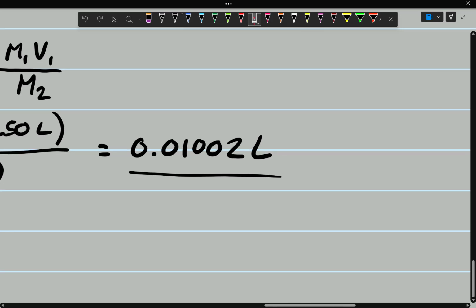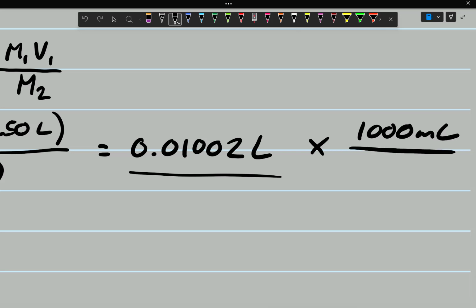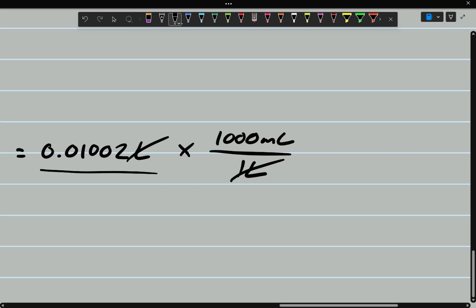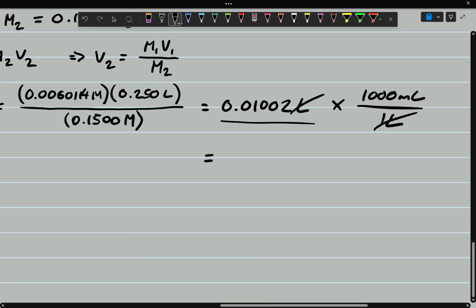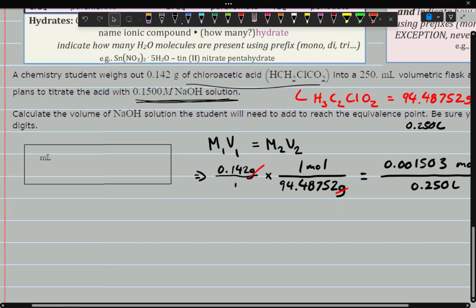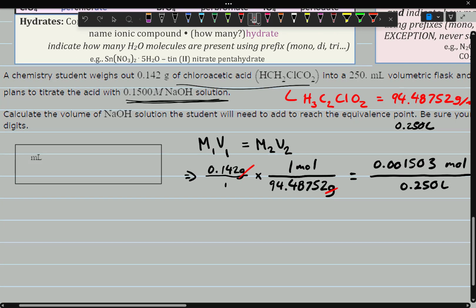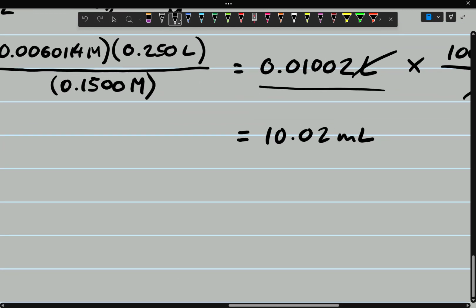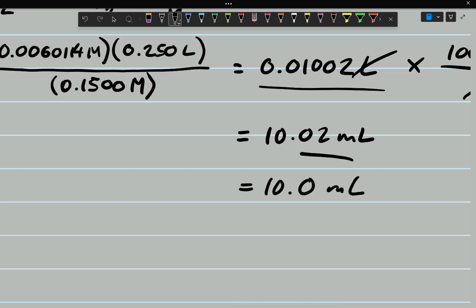But to convert this back to milliliters, we just obviously use our milliliters to liters fraction. Liters will cancel, and this will leave you with 10.02 milliliters. And check for sig figs. We can see that the lowest sig fig value we have is 3 sig figs for everything. So we just simplify this to 3 sig figs, and that'll give you 10.0 milliliters, and that's going to be your answer.